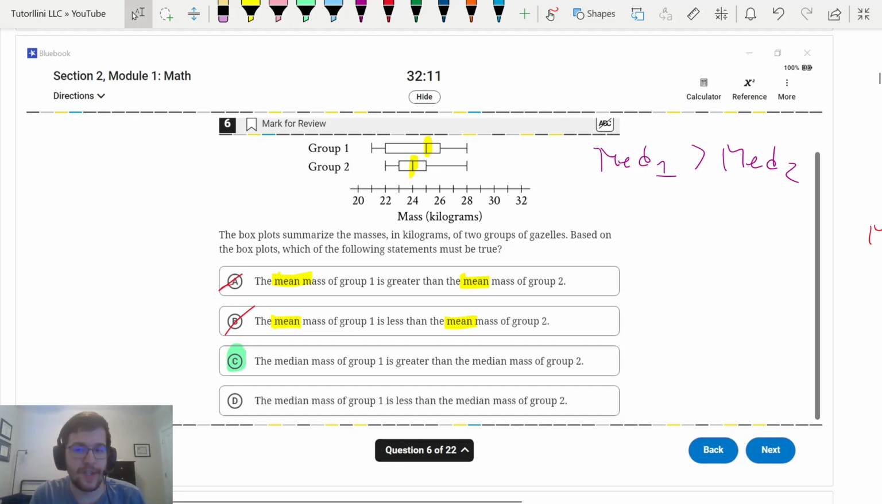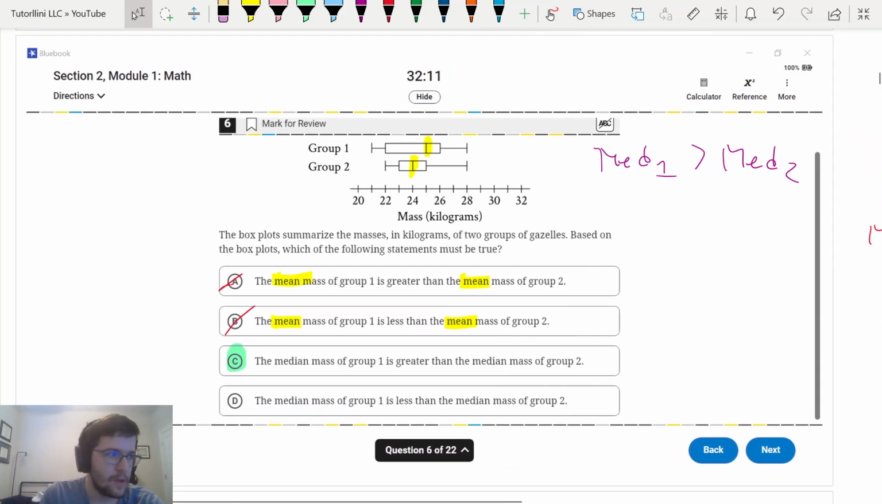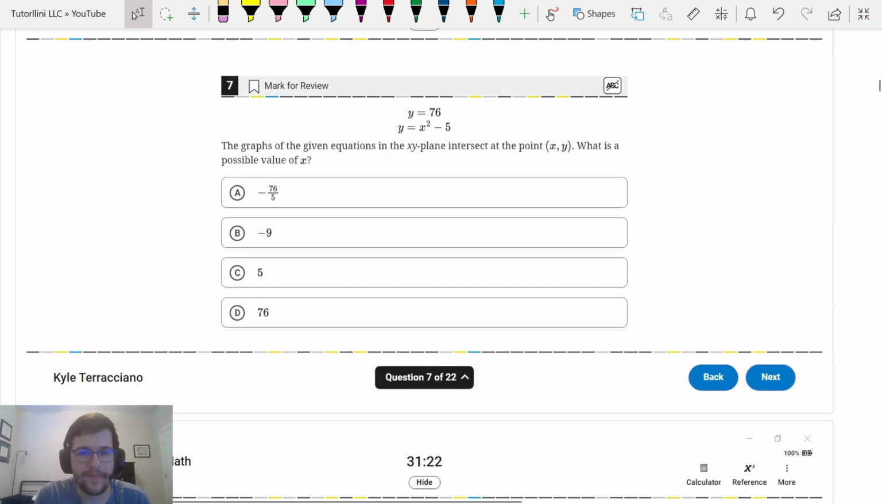So yeah, as you can see, with box plots there's not that much going on. It's just most kids forget this or they don't learn it in school. So please, please, please make sure you pause the video, jot this down, and make sure you understand how to read the box plot, because this is not a question you want to get wrong for sure. Okay, so 6 is C. Let's keep going.